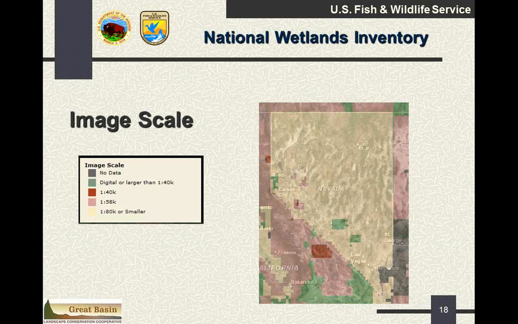So obviously you can see the need to really have some more high accuracy mapping done, because the national standards for wetland mapping actually require 1 to 24,000 scale data. So most of Nevada is not even to national standards.